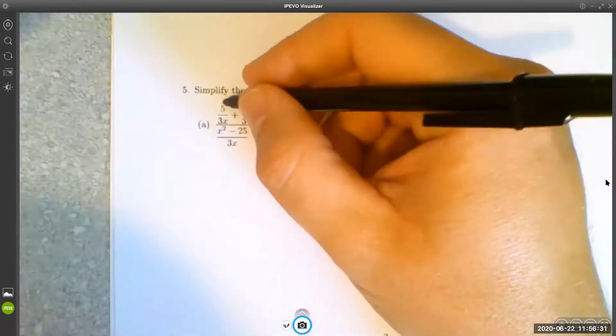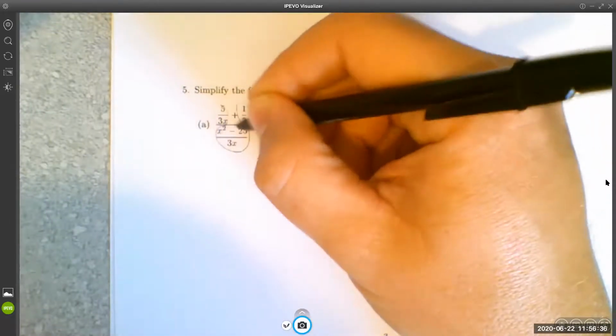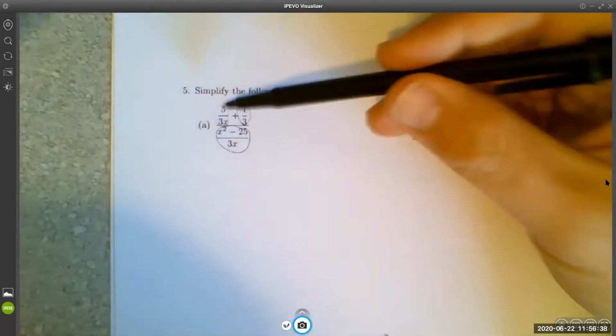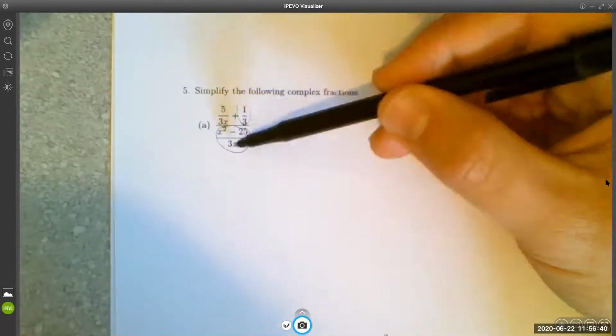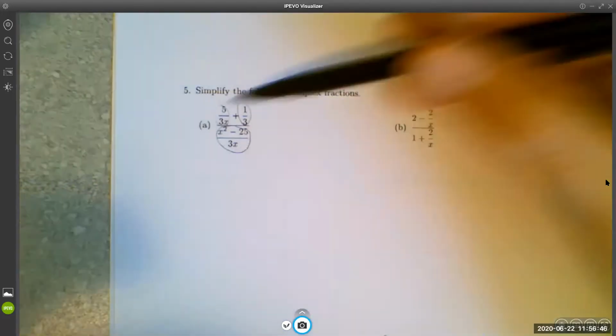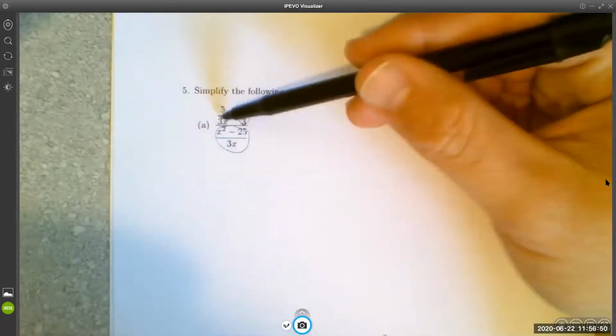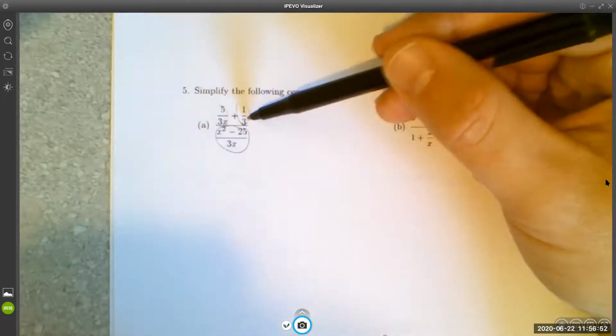So like I'm thinking of this, this, and this as my little fractions. Their denominators are 3x, 3, and 3x. So if I think about the LCD, it would be 3x in this case, because I can force all three of these denominators to be 3x. In fact, these two are already 3x. This one I can force to be 3x by just multiplying by x over x.